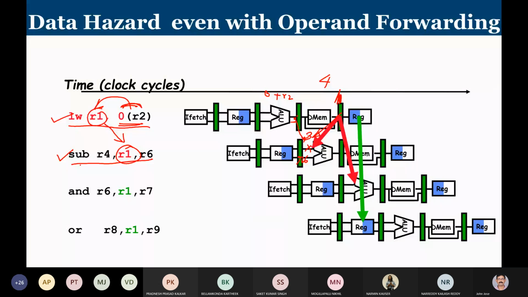That's very difficult. So in this case, an ALU operation immediately after a load operation, even with operand forwarding, I cannot handle it. Whereas this can be handled easily because from here, my R1 is available. I can forward to the input of ALU, and here from output of register to input of the register.